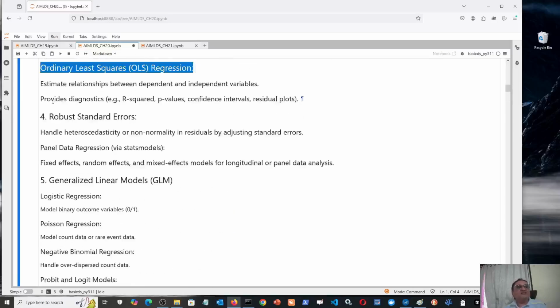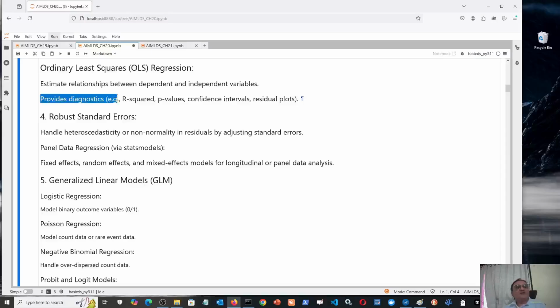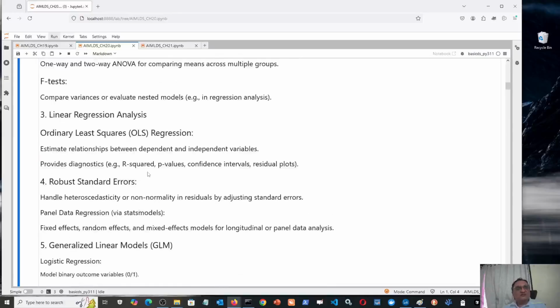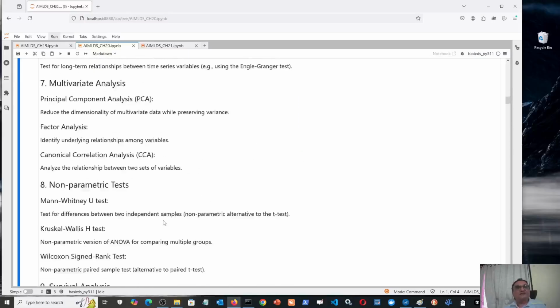But in this ordinary least square regression, we have said that the regression can not only plot the line of best fit, but it can also provide diagnostics. Diagnostics means how good the model has fitted the data. So R squared is one important parameter, p-values is another important parameter, confidence interval is another, and residual plots is another, right? So now I have just demonstrated R square, but now I want to demonstrate all these things also, that is, how from ordinary least square regression you can get p-value, confidence interval, and residual plot.